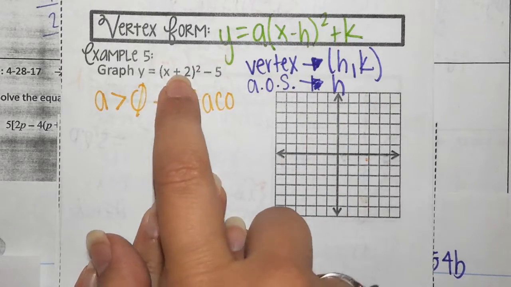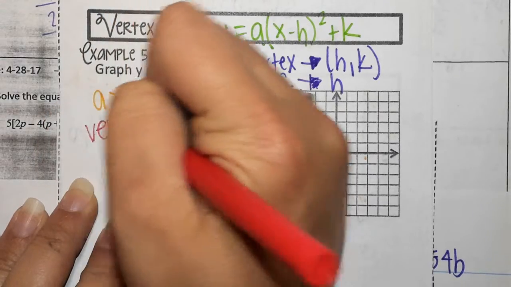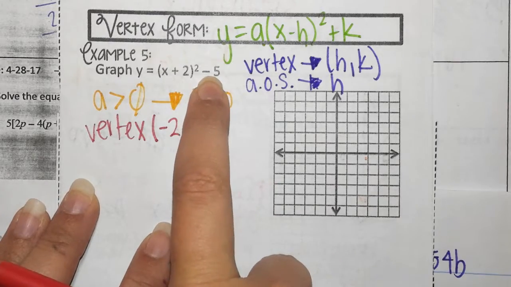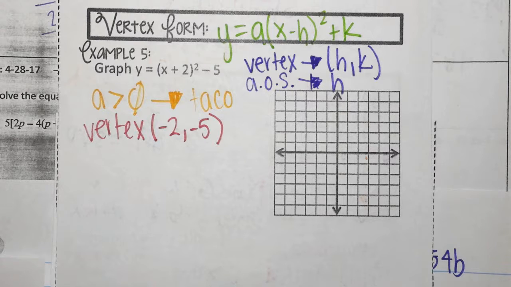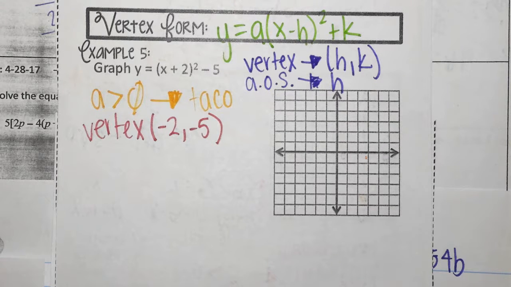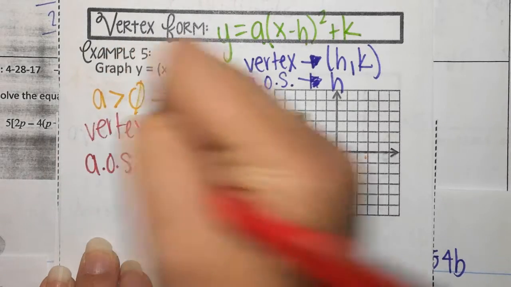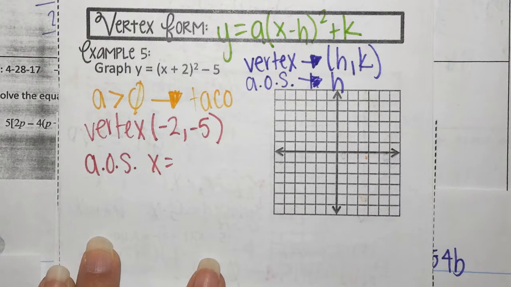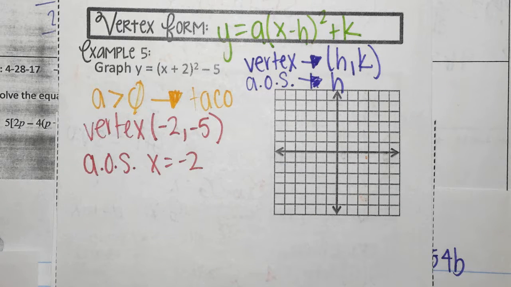So what is the opposite of positive 2? -2. Okay, so our vertex is at -2, comma, what is this number out here? -5. Isn't it magic? Our axis of symmetry is what? What is H here? -2. Oh, I was looking at K, my bad. That's okay. It is, always.